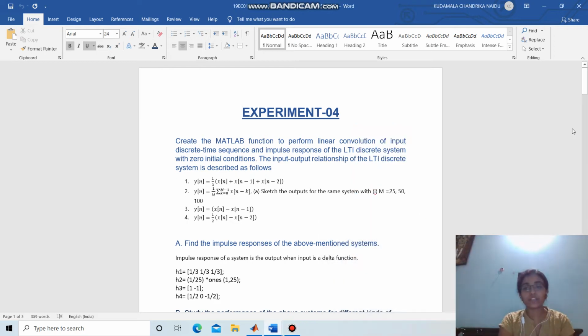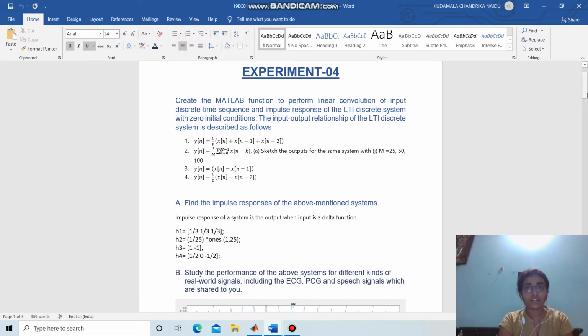Learn about performing convolution and removing trend of a signal today. So first thing is we need to find the impulse response of a signal for doing convolution. So what is meant by impulse response? The output whenever the input is a delta function.